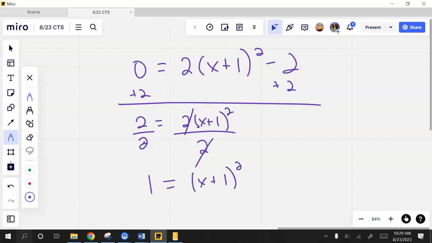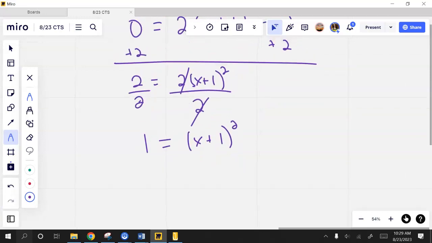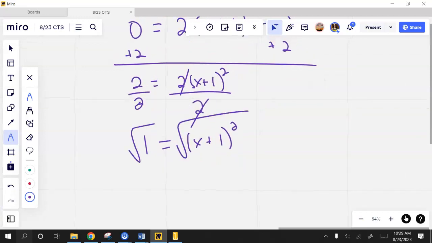what shall I do now? Square root. That's exactly right. When I square root, I don't have any issues here. That's nice. What's the square root of 1? 1 or negative 1, plus or minus 1, right? That's where my 2 answers are coming in.